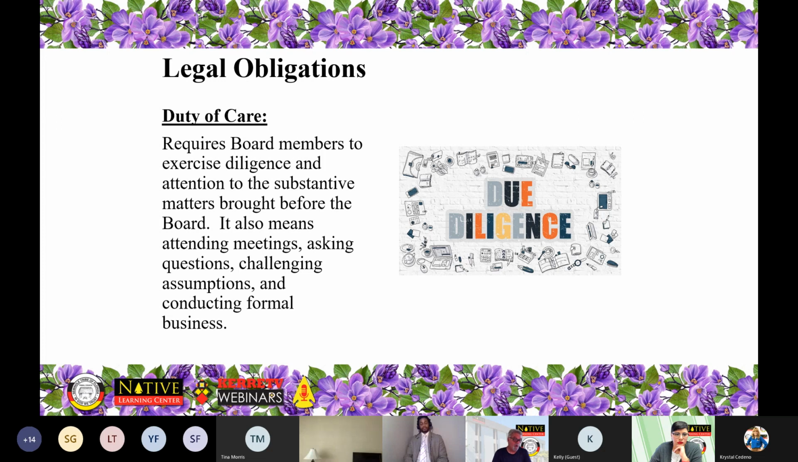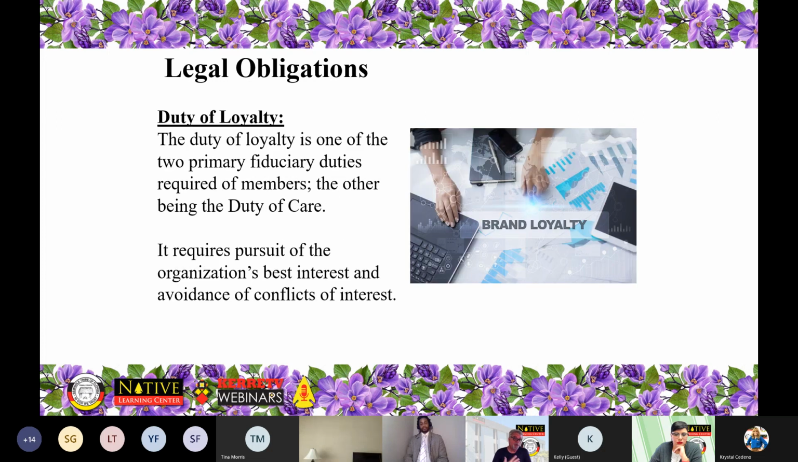Another one is duty of loyalty. Basically, duty of loyalty is once we become board members, we are the board. We're part of that body. We are board members, and we are responsible as board members for the success of that organization. And that's what duty of loyalty is.